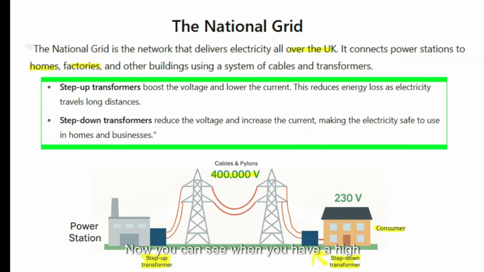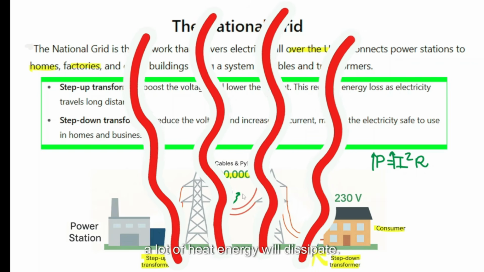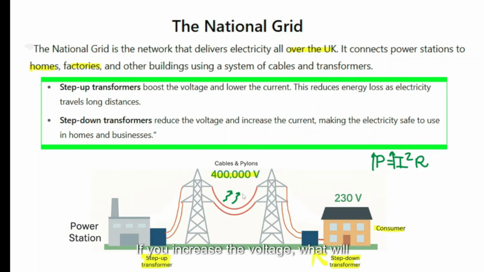Now you can see when you have a high current there is a lot of power dissipation. So if you use a high current, these wires will heat up and a lot of heat energy will dissipate. If you increase the voltage, what will happen to the current? Because the power is constant, the current will go down. So we use large voltages and lower currents for the transmission to reduce the energy loss.